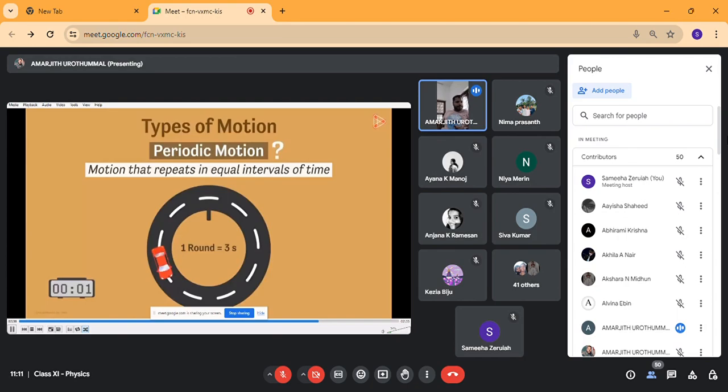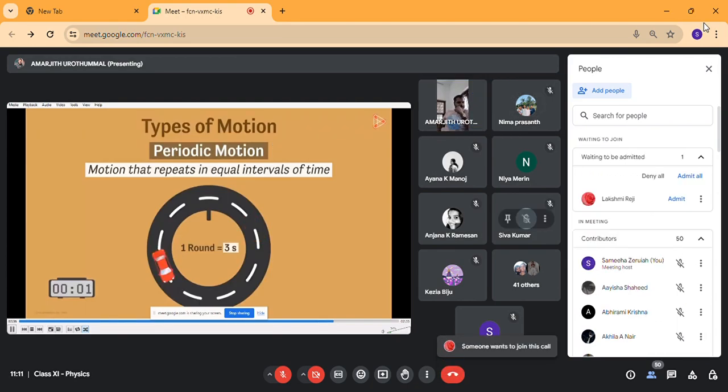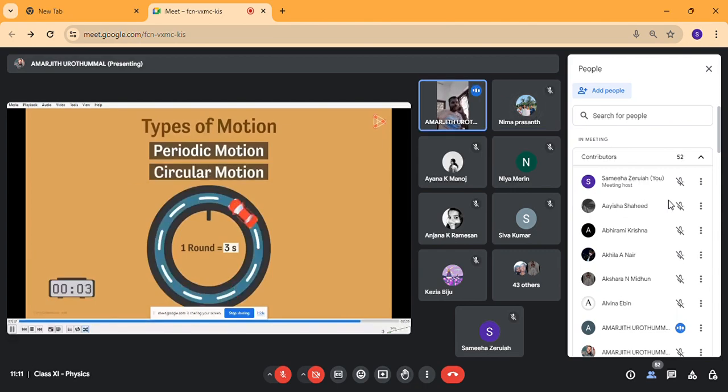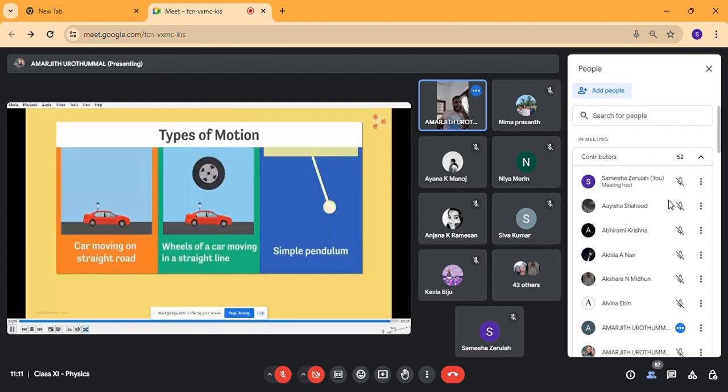Now, are you able to see a car here? Yes, sir. What type of motion is it showing? Circular motion. Any other type? So it is showing both circular motion as well as periodic motion. So at a time, an object can have more than one type of motion.